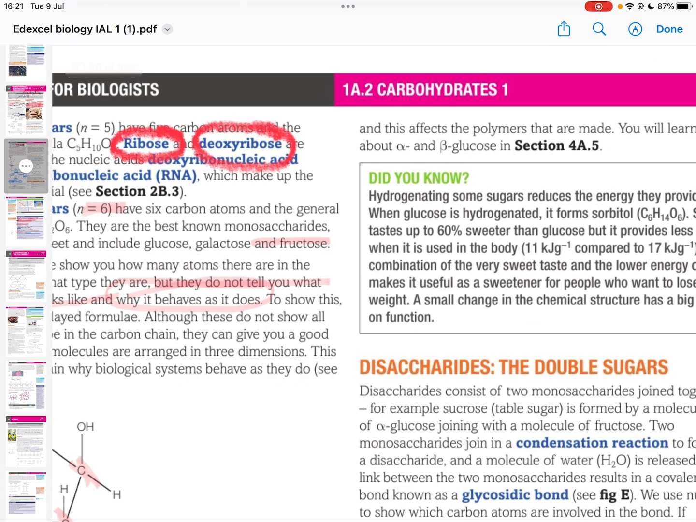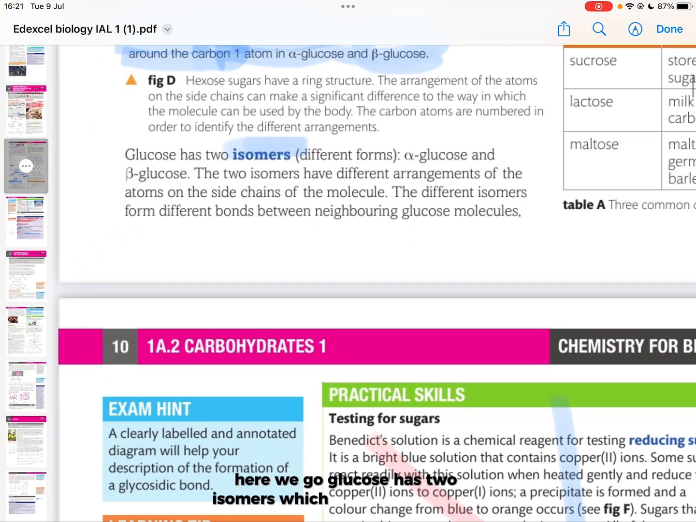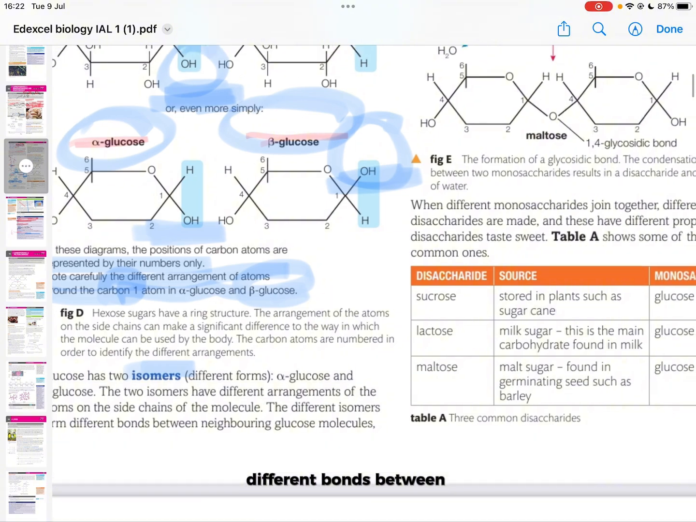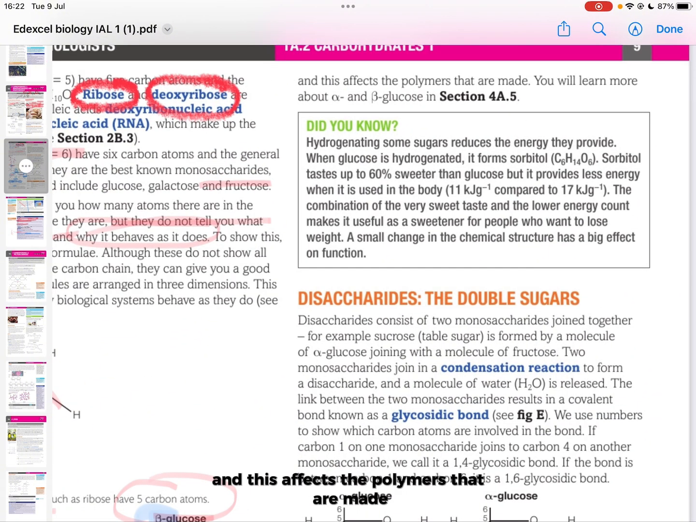So here we go. Glucose has two isomers, which are different forms, the alpha glucose and the beta glucose. The two isomers have different arrangements of the atoms of the side chains of the molecule, the OH. The different isomers form different bonds between neighboring glucose molecules, and this affects the polymers that are made. You'll learn more about it in section 4.8.5. So let's move on to the next point now, because we're going to talk about this later.